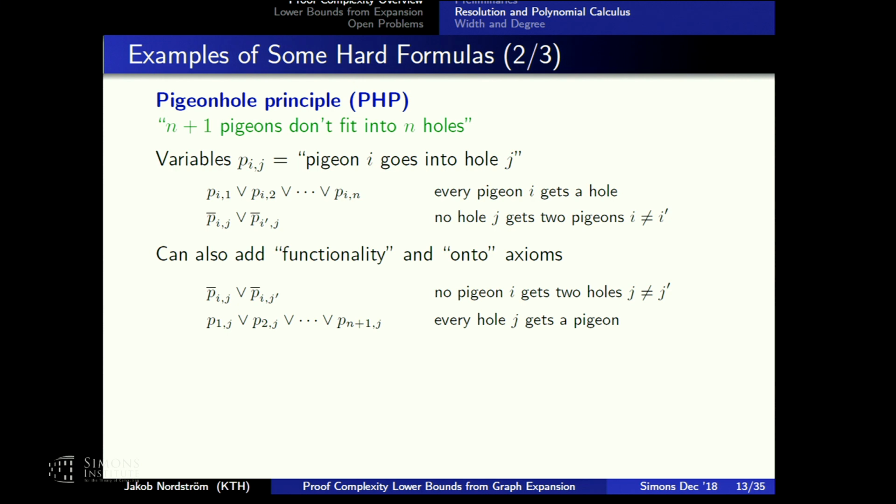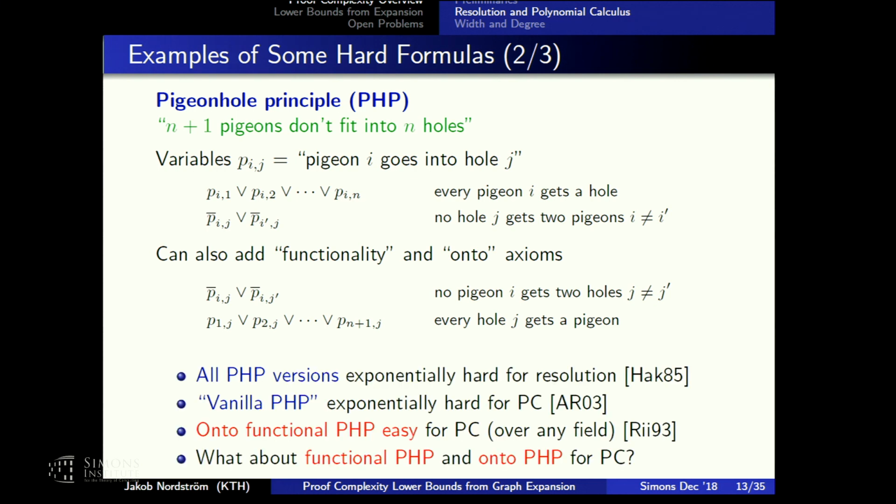Then I can vary things a bit. I can also say, oh, this is actually a mapping. Every pigeon gets exactly one hole. And then if I have a heightened sense of fairness, I say, well, then every hole should also get a pigeon. I have a perfect matching. Resolution doesn't really care. All of these versions of the pigeonhole principle are dead hard for resolution.